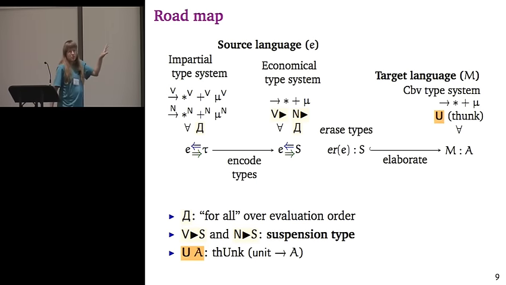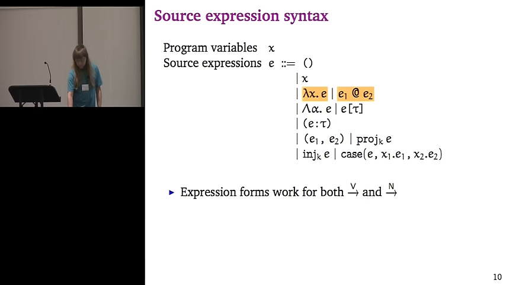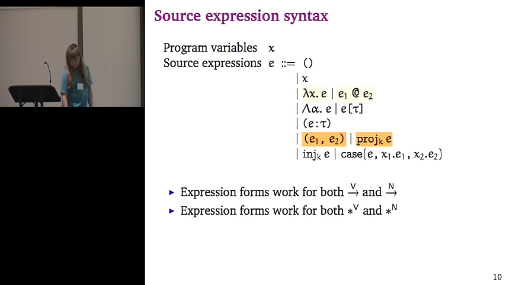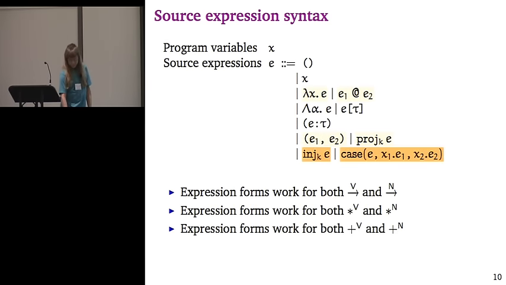Then you erase types, so that usually happens, and you get a target language which is just call by value with a thunk type. But you can think of that as just unit arrow A. The only point I want to make here is that this is just ordinary syntax, right? I don't have evaluation order in the terms here. So all the expression forms work for both versions of the connectives.